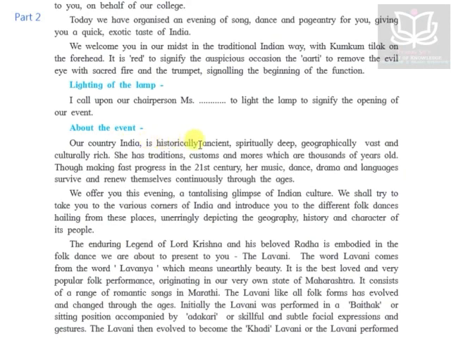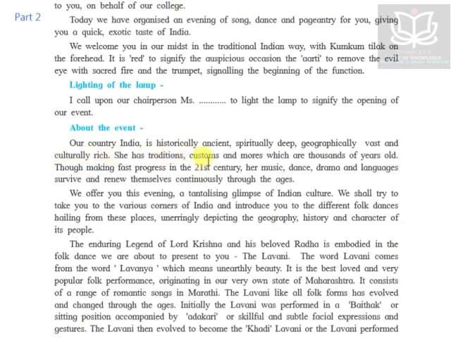Our country India is historical, ancient, spiritually deep, geographically vast and culturally rich. She has traditions, customs and more which are thousands of years old. Though making fast progress in the 21st century, her music, dance, drama and languages survive and renew themselves continuously through the ages. The basic idea of comparing is that whenever you read such words, you should have a flow, and the tone should be different. While explaining this point I have increased my tone on specific words such as ancient, spiritually deep, geographically vast and culturally rich.